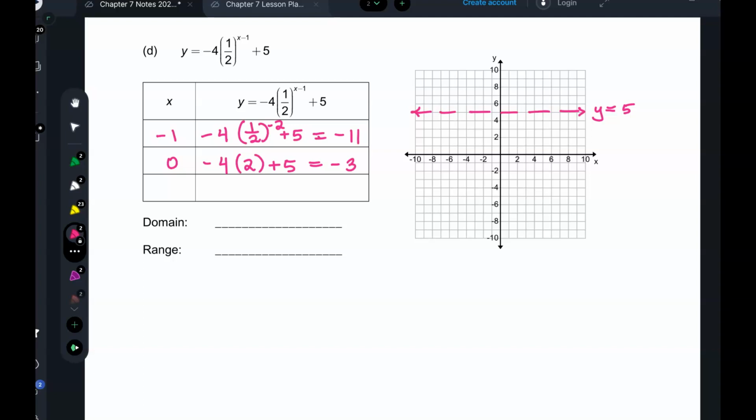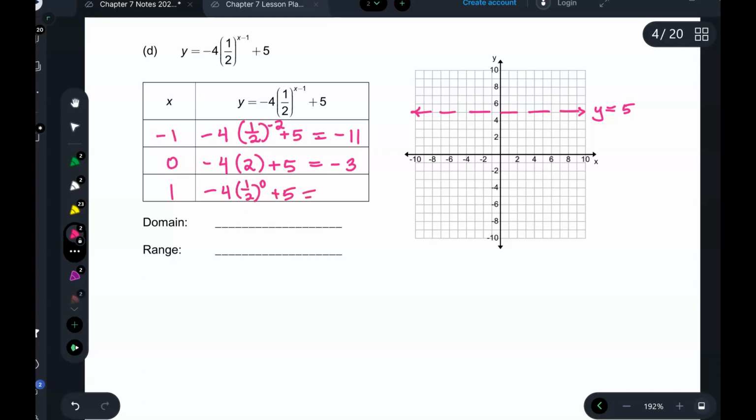When I plug in 0, this will be 1/2 to the -1, which is 2. We should plug in 3. How about plug in 1? 1 is the easiest one. I got -1. No, it's 1, because this will be 1/2 to the 0. Oh, wait a minute. So this will be 1, -4 times 1 plus 5 is 1. Okay, so -1 and -11 kind of go off our graph.